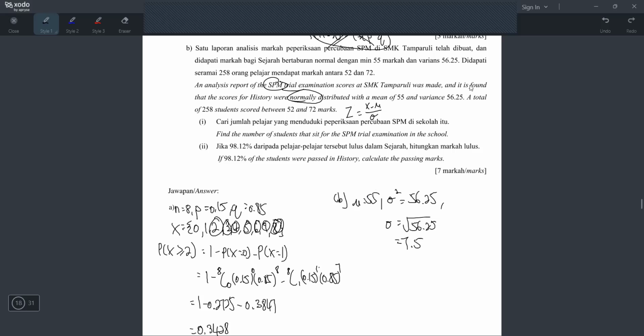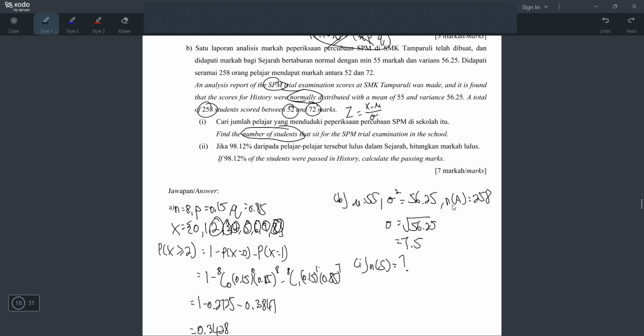Okay, now let's keep reading. A total of 258 students scored between 52 and 72 marks. I'll tell you now, this is the n(A). The 258 is the n(A), right? Later I'll explain why, don't worry. So the n(A) is the students that scored between 52 and 72 marks. And then question number 1 is to find the number of students that sat for the SPM trial in the school. It means find the total. Find number means find total. It means they are finding the n(S), right?